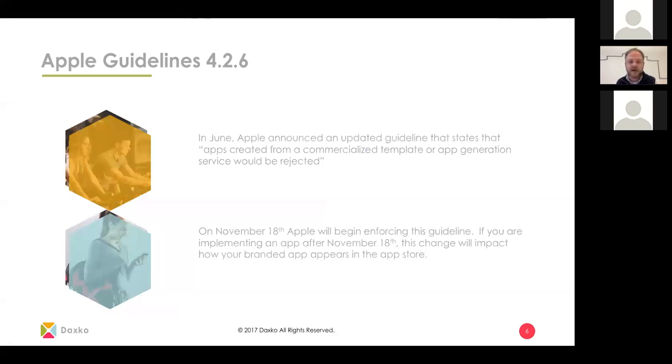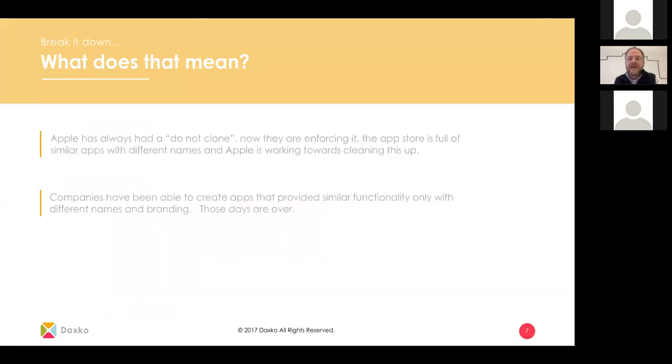So no worries. What does all that mean? All those guidelines can be extremely confusing, and if you read through the guidelines that are actually available on the App Store, it's kind of hard to understand exactly what Apple is talking about. Apple has always had a do not clone rule in place, and now they're enforcing it. The App Store is full of similar apps with different names, and Apple is working towards cleaning this up. All you have to do is take a look at the App Store on Apple or Android, and you see it's full of a lot of apps that do the exact same thing.